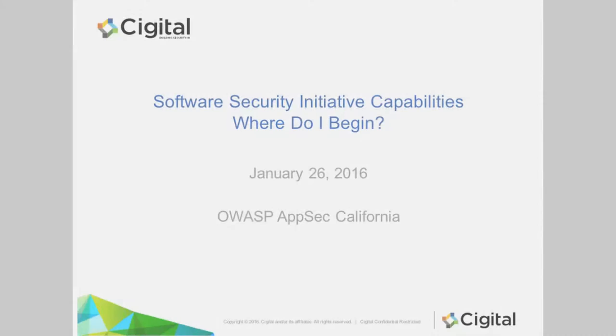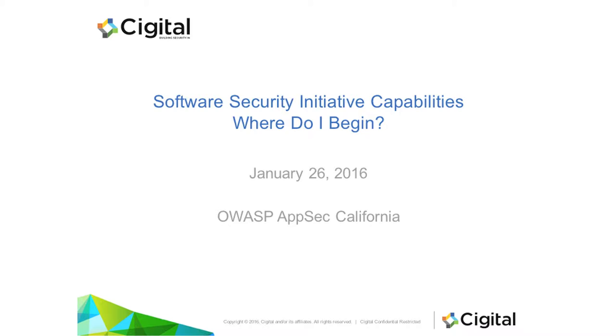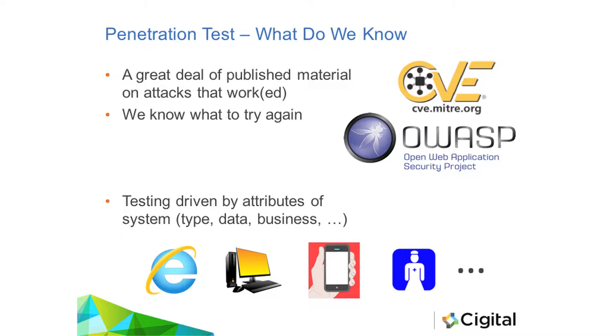Now, on the penetration testing side of things, we know what works, we know how the attacks work, but how the attacks work on different types of systems is very different. So these are just a couple of different examples. If I have a browser-based system, I'm going to probably test it differently than I'm going to test a desktop application. And I'm going to test that differently than I'm going to test a mobile device. And I'm going to test that differently than I'm going to test a car. And I'm going to test that differently than software in some military type of installation.